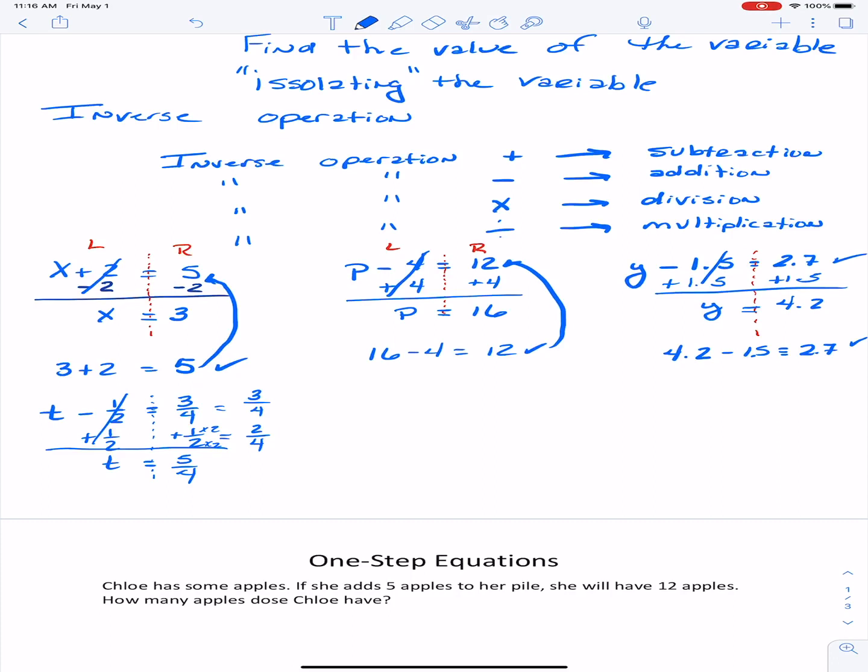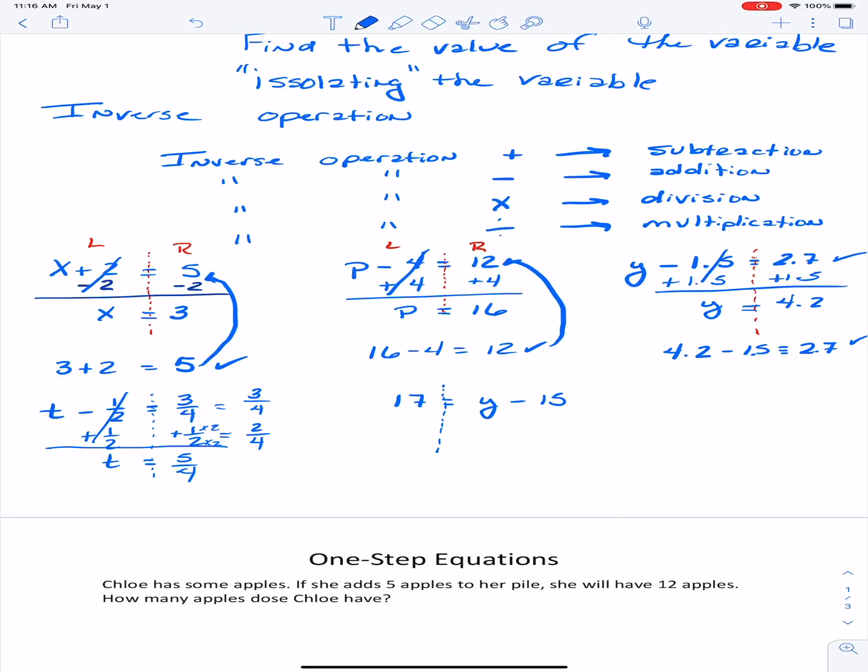Now, do I have to have my variable on the left side? No, I don't. I can also put my variable on the right side. So let's do 17 equals y minus 15. Okay? Again, don't forget we have a left and a right side. I'm subtracting 15 from my y. The inverse of subtraction is addition, so I'm adding 15 to both sides. This cancels out, and so I have y equals, well, 15 and 17 give me 32.